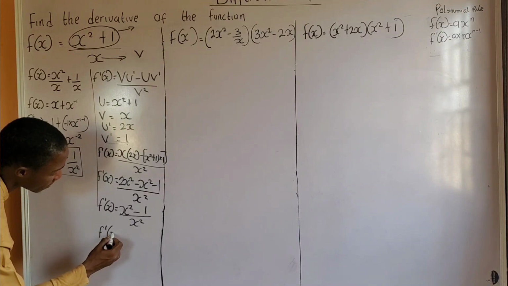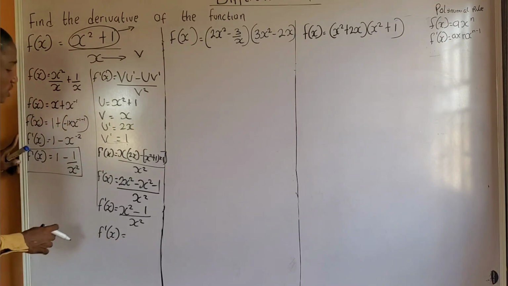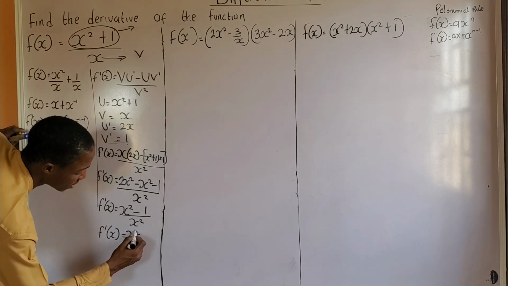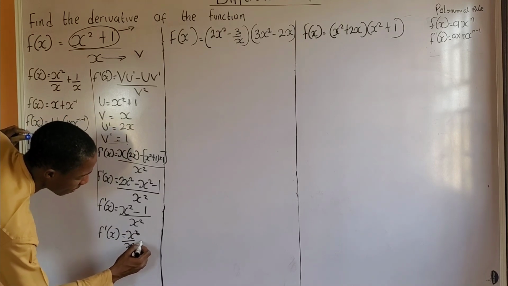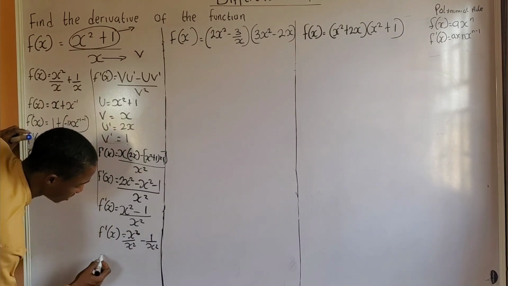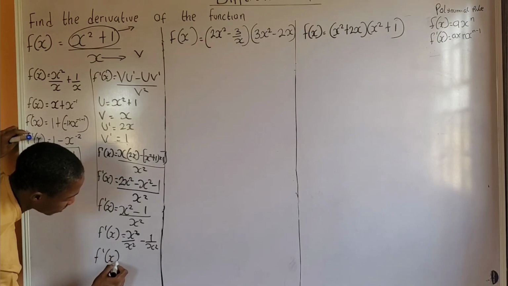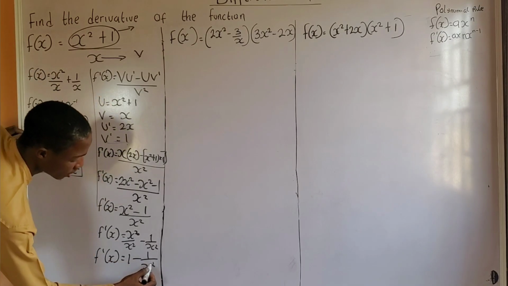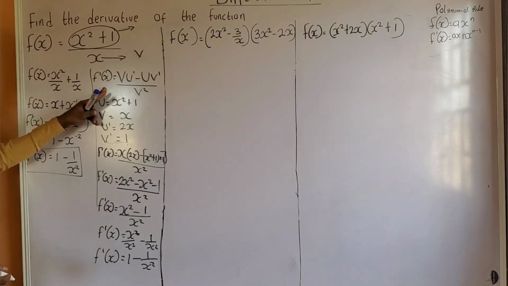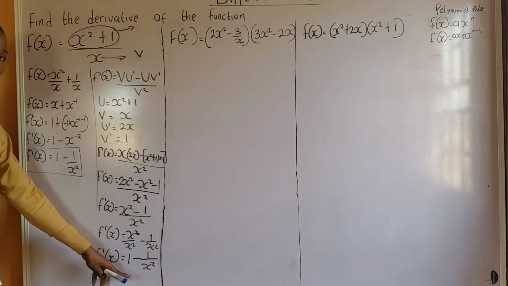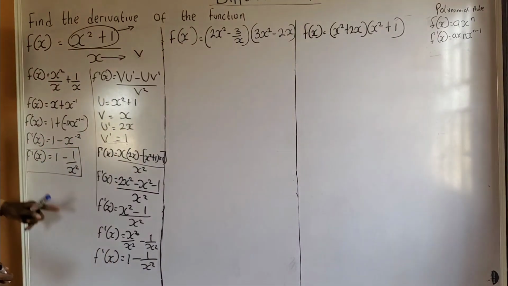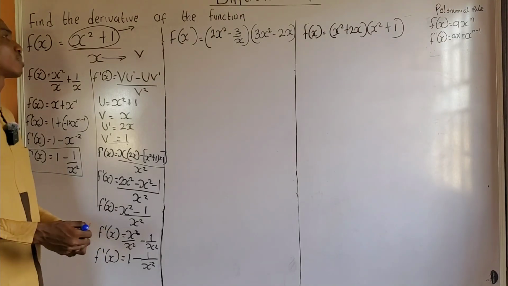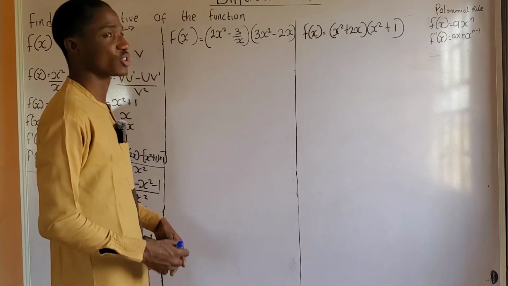So the derivative of f of x will be equal to, now if you separate this fraction, you're going to have x squared all over x squared minus 1 all over x squared, right? So the derivative of f of x will be equal to 1 minus 1 all over x squared. So the solution to this question using the quotient rule is this. Are you getting it? So we still have the same answer. Are you getting what I'm trying to say? Okay. Now, let's look at the next question.